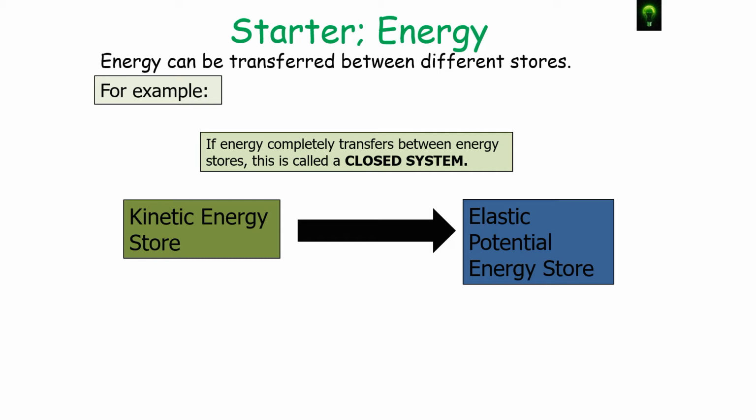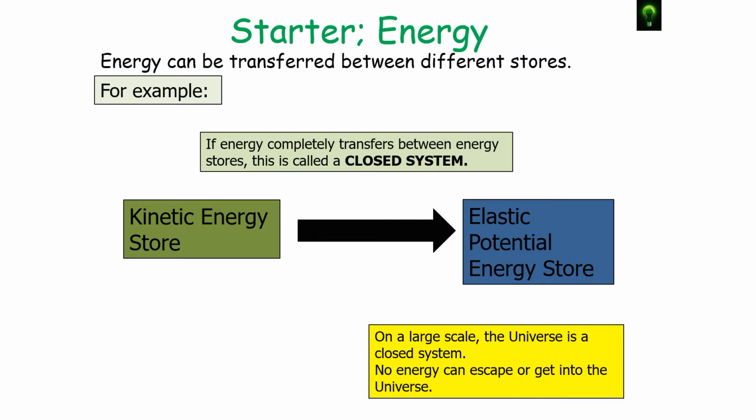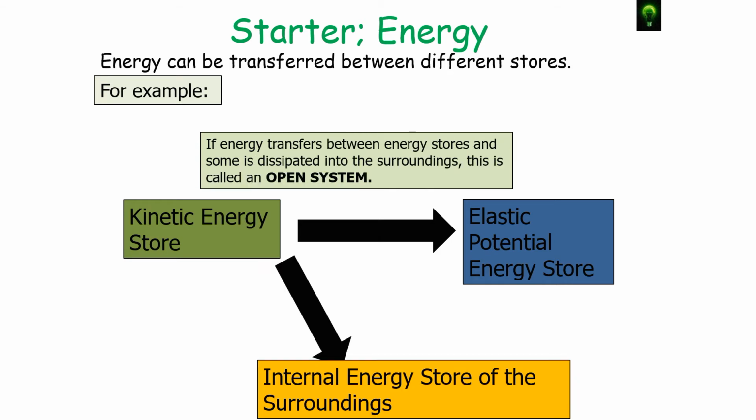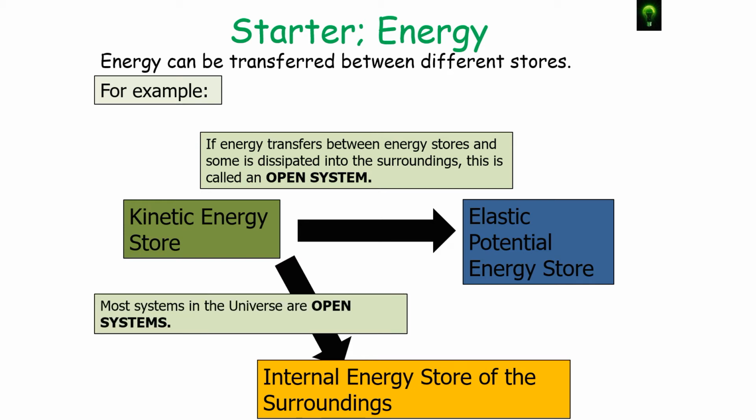Now like we mentioned before, if energy completely transfers between stores, this is called a closed system. Now on a large scale the universe is a closed system. No energy can escape the universe or get into the universe. All energy in the universe was produced at the Big Bang. Now if energy transfers between energy stores and some is dissipated into the surroundings, this is called an open system. So most systems in our universe are open systems.